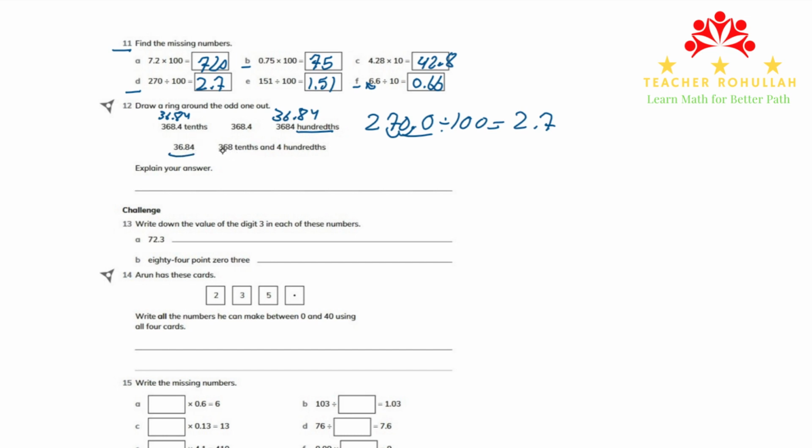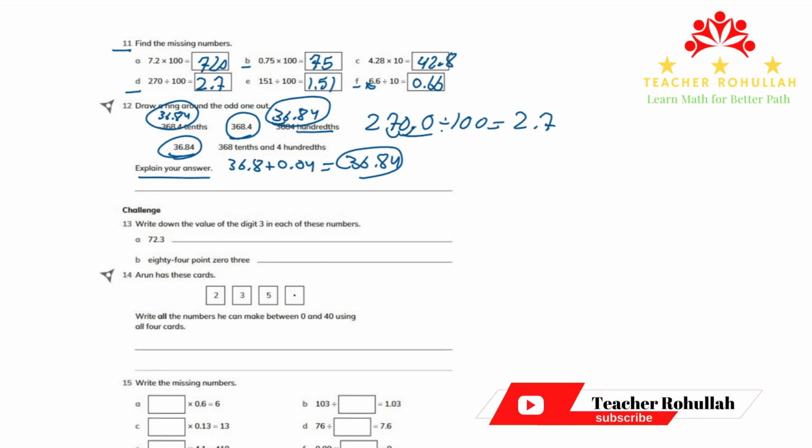In this one, 368 tenths means 36.8 plus 4 hundredths, 0.04. If we add, we will get 36.84. So the one which is odd is 368.4 because all others are giving us 36.84. This is the only one which is 368.4. So the answer is already explained. It is asking us to explain the answer. I already explained the answer here. We now move to question 13.